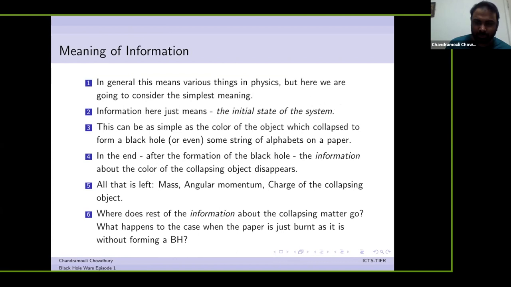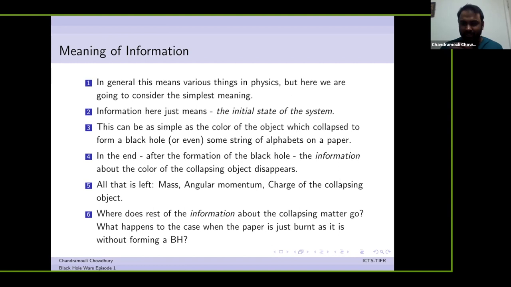Then the point is that after the object forms a black hole, and we don't care how it does that, we just assume that there's some kind of heavy force which is compressing it and making it form, that's all that's important for us. Once it does form a black hole, the information about the color of the object, or the words which were written on the paper, just disappears. All that is finally left is the mass, or the angular momentum, or the charge of the object. So if you had a paper which was uncharged and not rotating, the only thing you would be left with would be the mass. Of course, it's not practically possible to do that with such a small object, but in principle you can. And being theorists, we always live in this domain when we think of thought experiments.